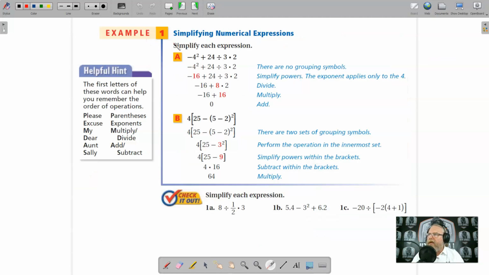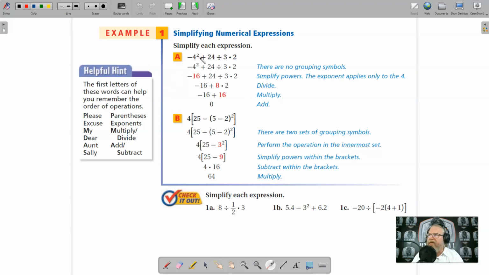In example 1, simplifying numerical expressions, it says to simplify each expression. And over here to the left, we have a helpful hint. You're probably familiar with this: Please excuse my dear Aunt Sally. The first letters of these words can help you remember the order of operations. P is for parentheses. E from excuse is for exponents. M and D is for multiply and divide, going from left to right. And finally, A and S is add and subtract, going from left to right. So let's simplify each of these expressions.